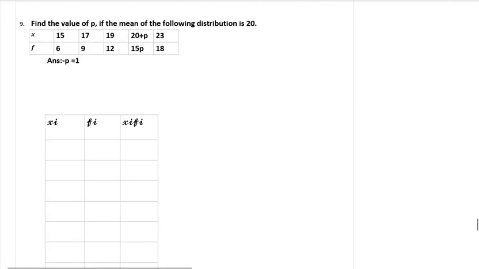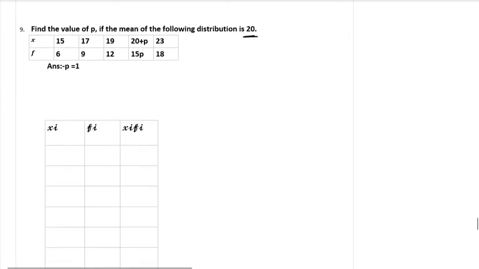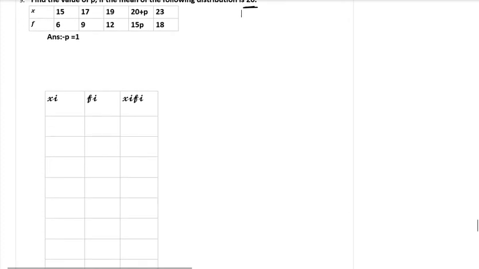So that was not part one. Still one more question is left. Let's do this one more question. Find the value of P if the mean of the following distribution is 20. So mean is given to us, 20. We have to find the value of P. Let us fill the table first.